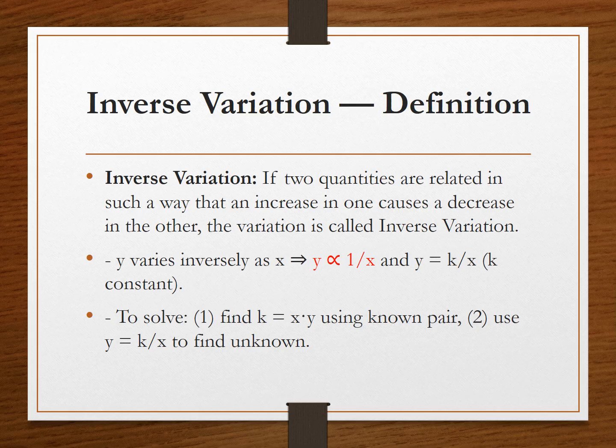If y varies inversely as x, mathematically it can be written as y ∝ 1/x, and y = k/x, where k is the constant. First, we will find the value of k by using the relationship k = xy, and then we use this relationship y = k/x to find the value of the unknown.